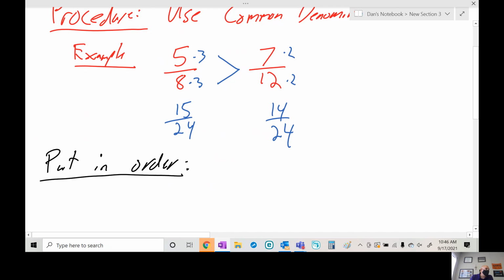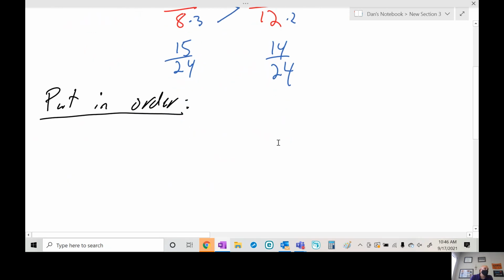And the long procedure to put something in order is to get all of them to have common denominators and then put them in order. But let's talk about some tricks, because there's ways to do this without having to put all of them in with common denominators. One trick that could help you is you should try to think of something less than or greater than 1/2.